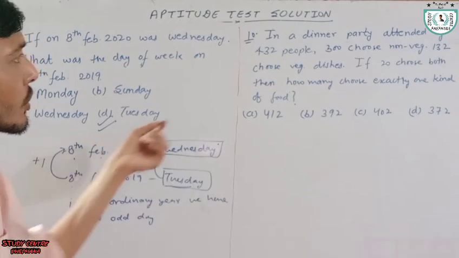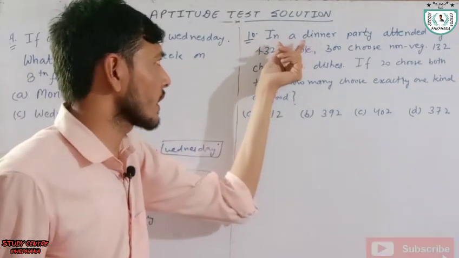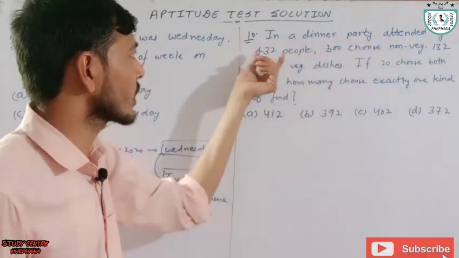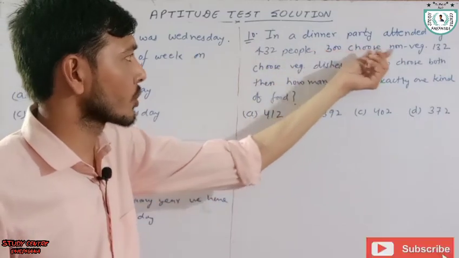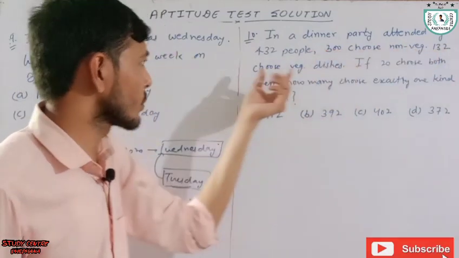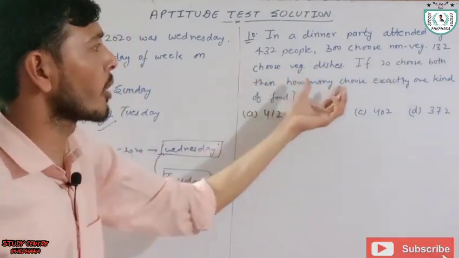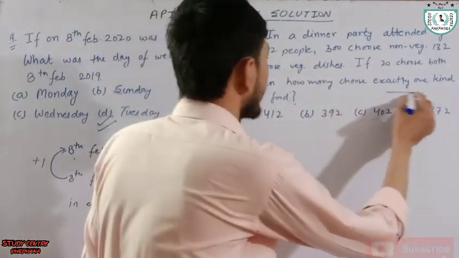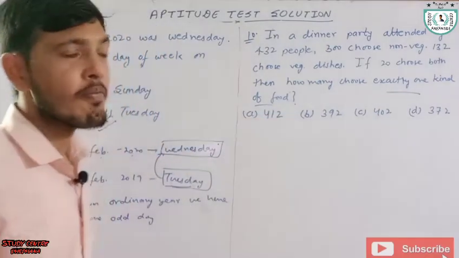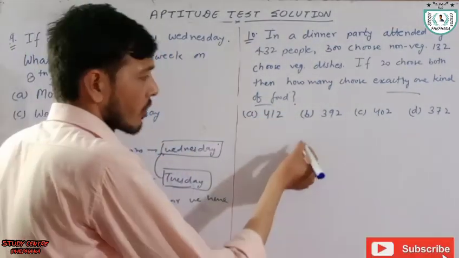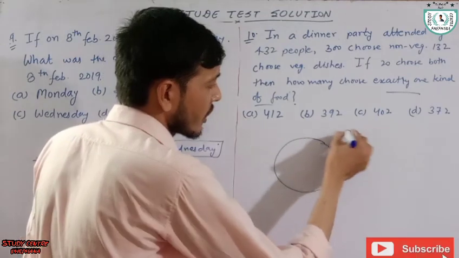Now we have the next question. It says that in a dinner party attended by 432 people, 300 choose non-veg and 132 choose veg dishes. If 20 choose both, then how many choose exactly one kind of food? We have to draw a Venn diagram for this question.